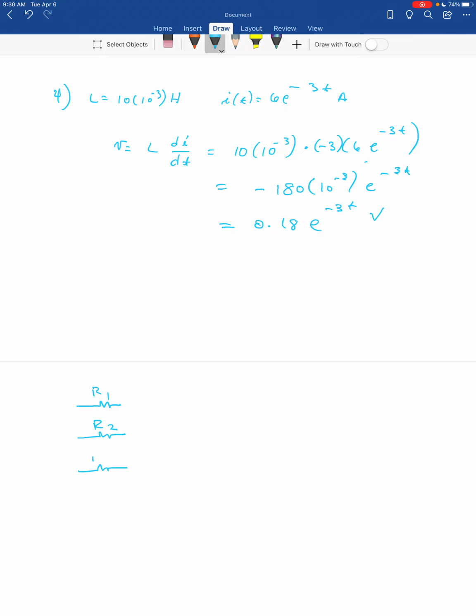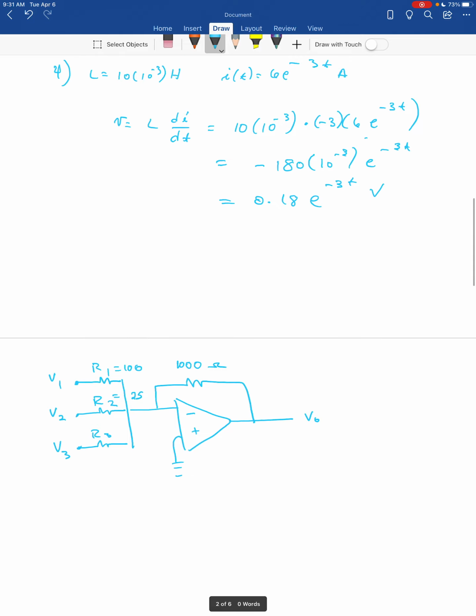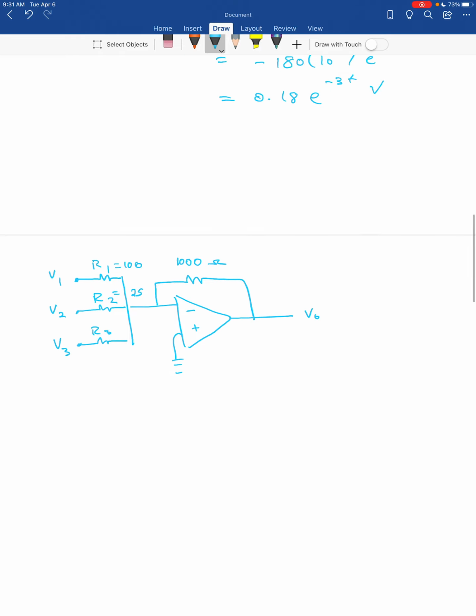So we have R1, R2, and R3. B1, B2, and B3, and all that's going into the inverting terminal. Non-inverting terminal is grounded, and then we have an output V out and a feedback resistor. And I'll just go ahead and write in that the feedback resistor was 1000 ohms, R1 was 100, and R2 was 25.